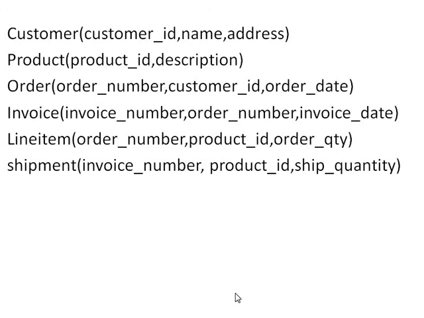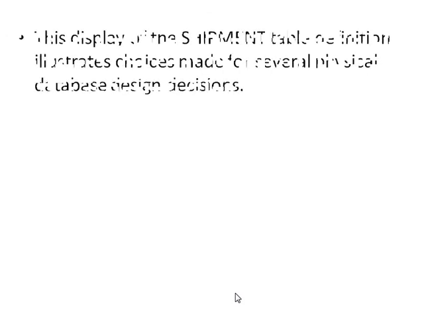And shipment is now slightly changed. Instead of order ID, it is using a foreign key. Which one? Product ID. Invoice number, product ID and ship quantity. And some changes, order is changed. So this is the final set of normalized relations.